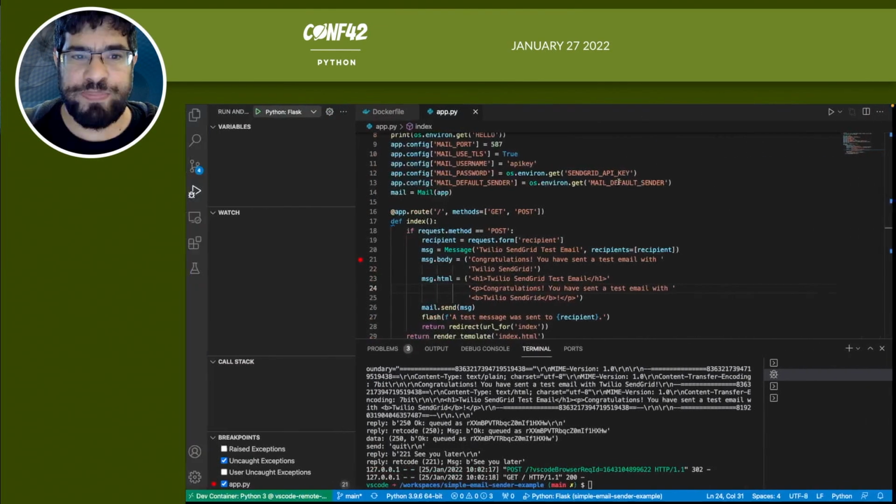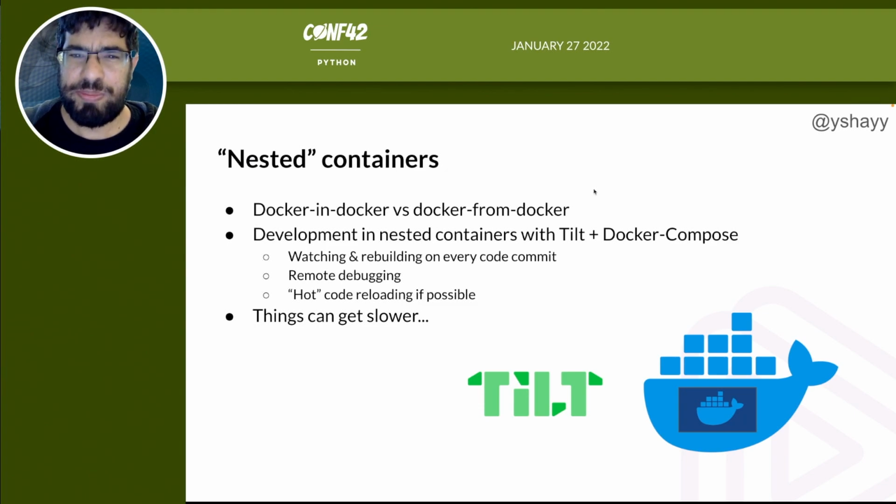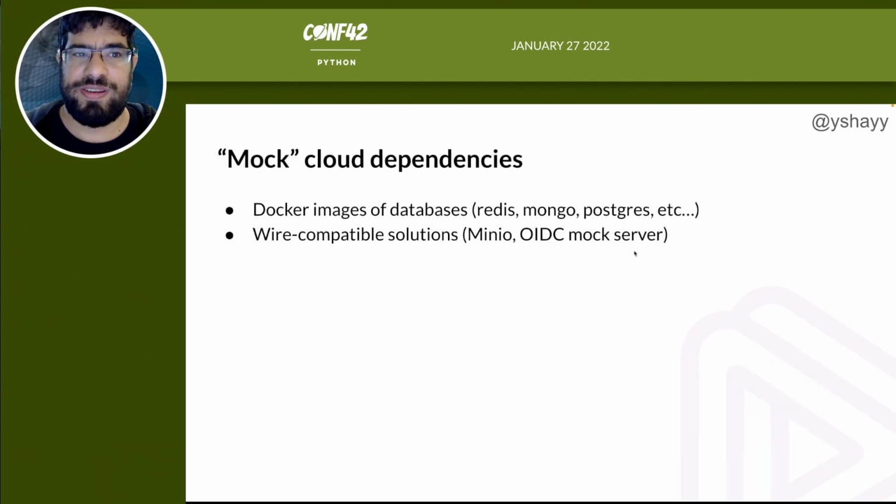Okay, so the last example I'm going to show. Let's talk a bit about this example. We saw nested containers. We are using the approach of Docker in Docker. There's also an approach that's called Docker from Docker, where we want the host Docker connection, but I think Docker in Docker is much more stable. And if it works well in terms of performance, you should consider using it. We saw watching and rebuilding on every code change, remote debugging. I mean, we can have hot code reloading if possible. And things can get slower, but it's definitely worth it.